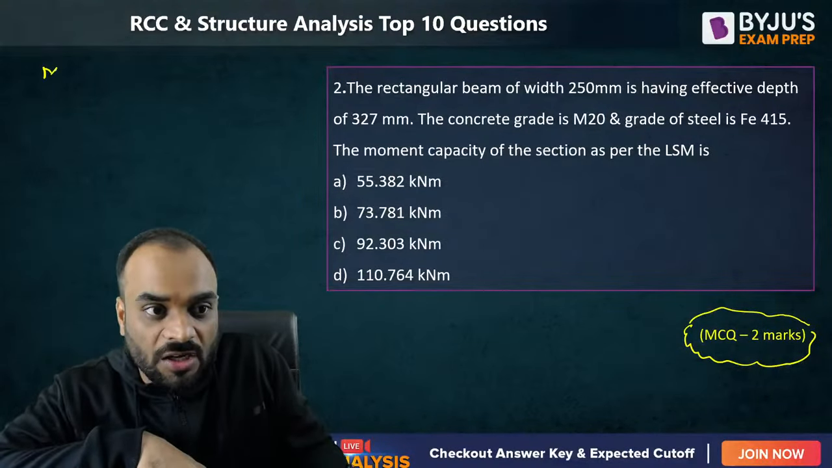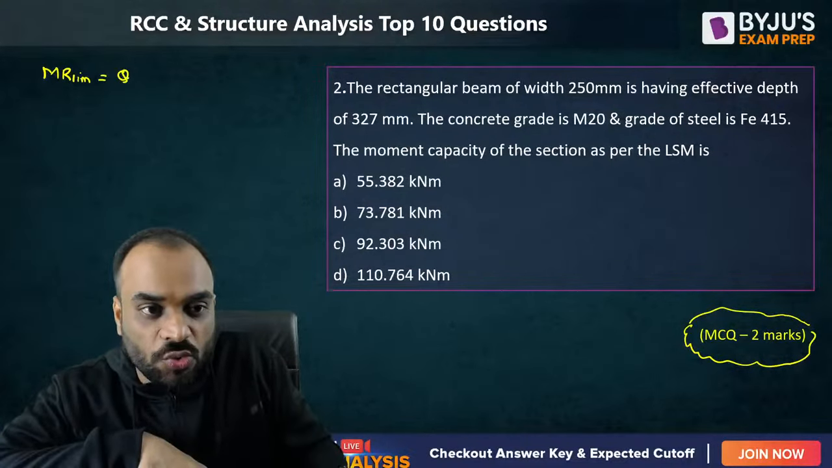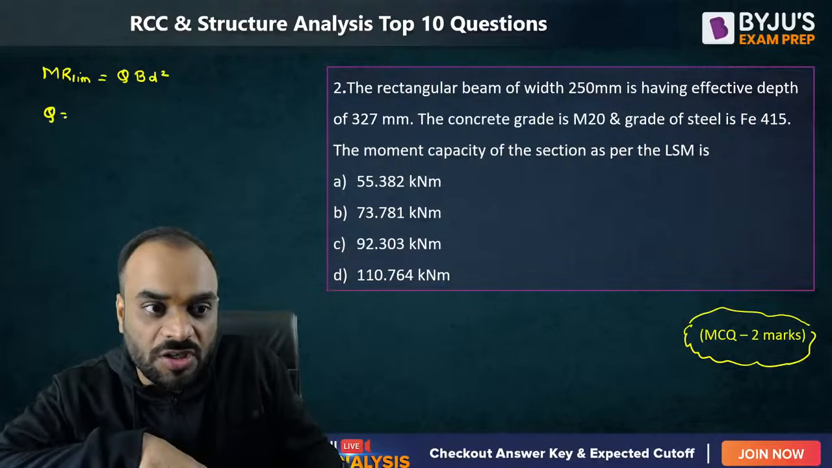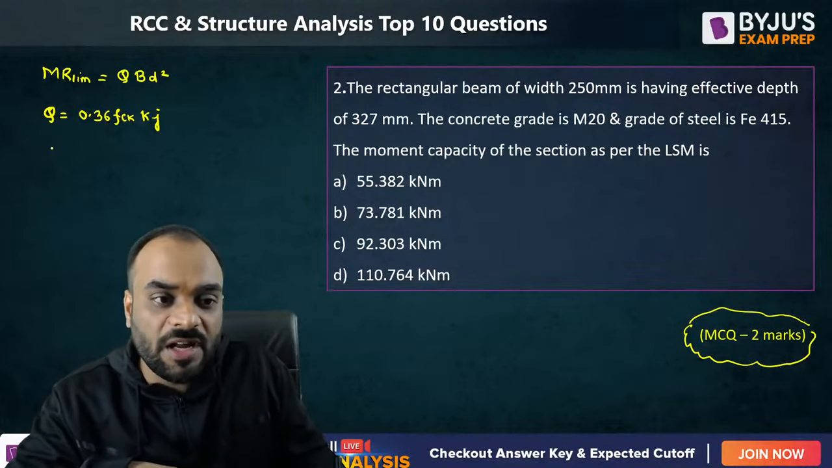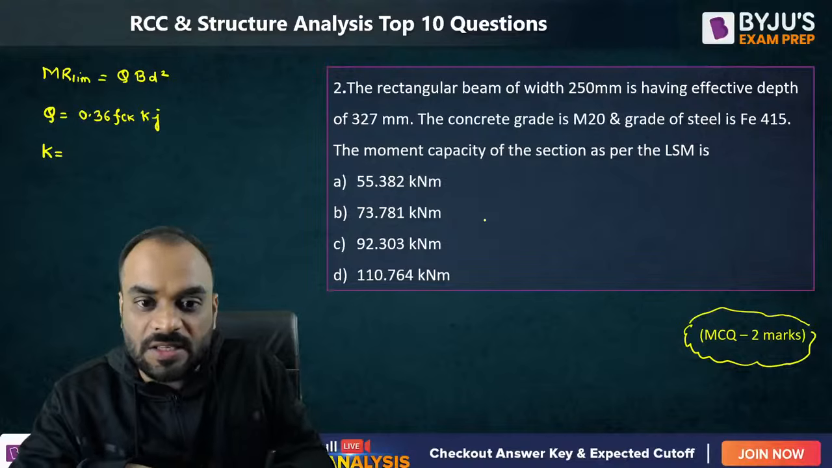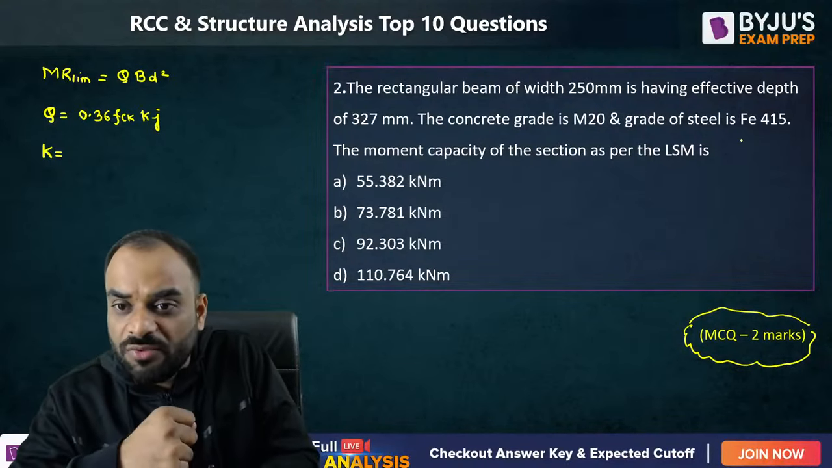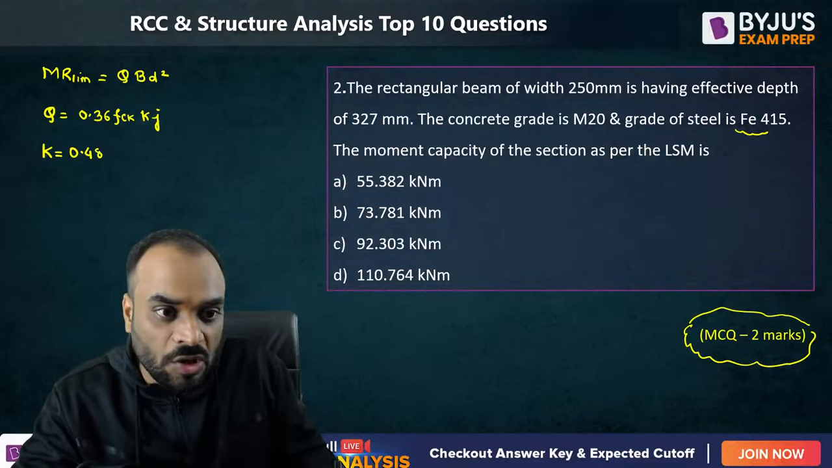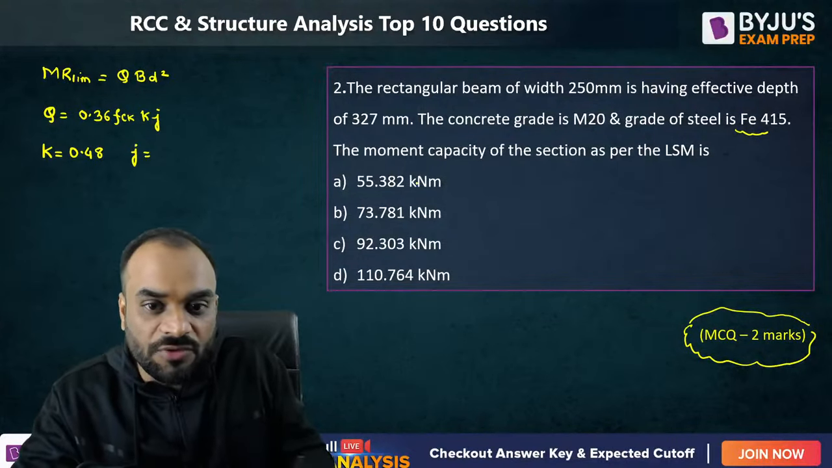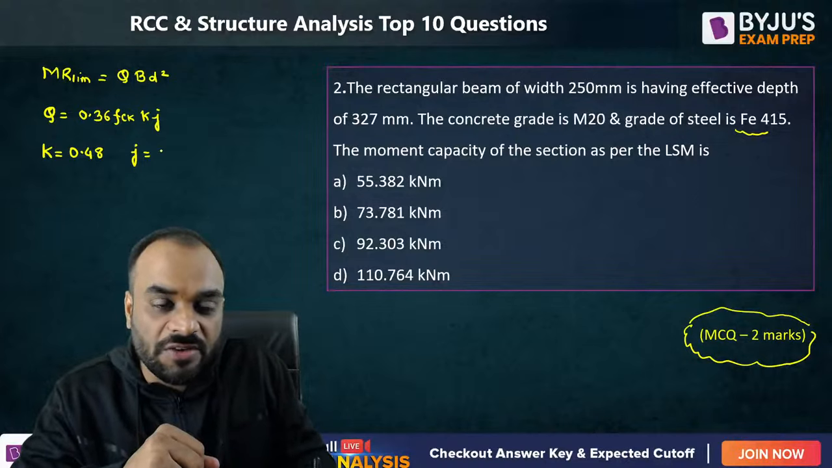What is the formula to calculate the MR of a limiting section? It is basically Q into B into D square. Now what is Q? Q is nothing but the moment coefficient, which can be written as 0.36 FCK K into J. Now what is the value of K? K is basically 0.48 when we are using Fe415, right? 0.48. What is the value of J? If you use Fe415, the value of J, which is the lever arm factor, is 0.8.